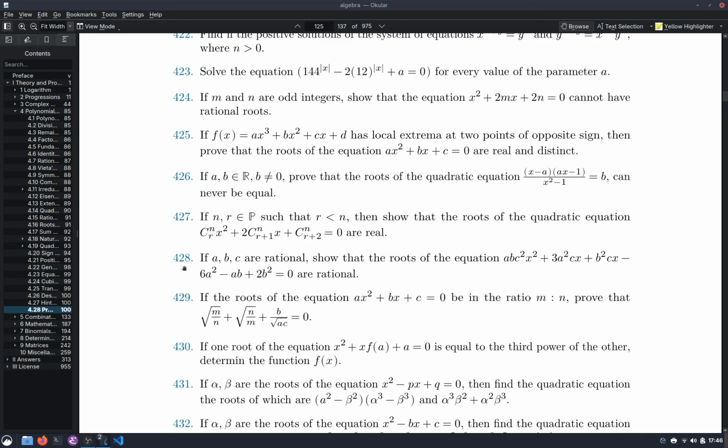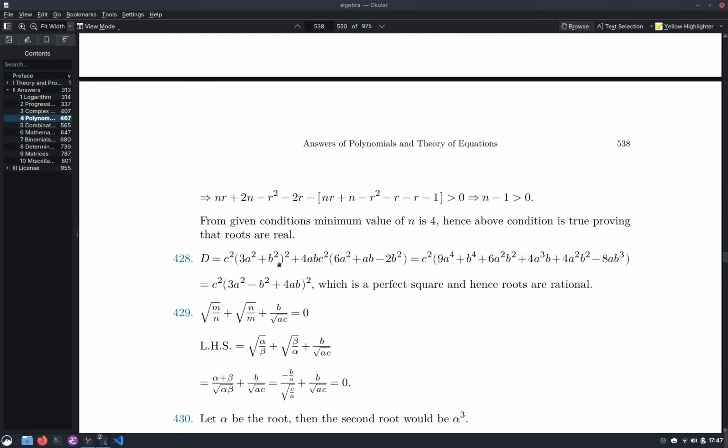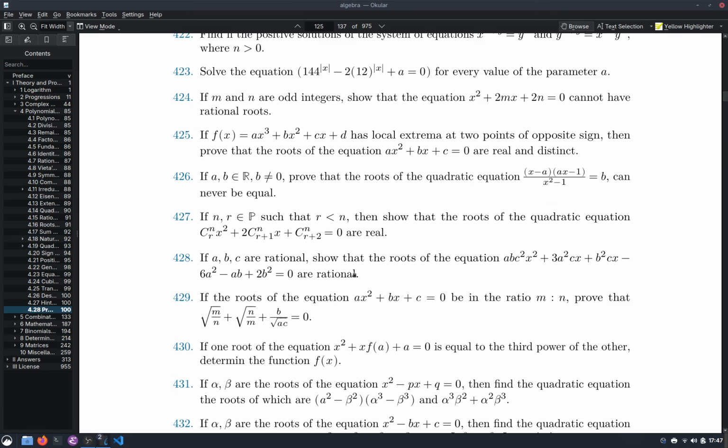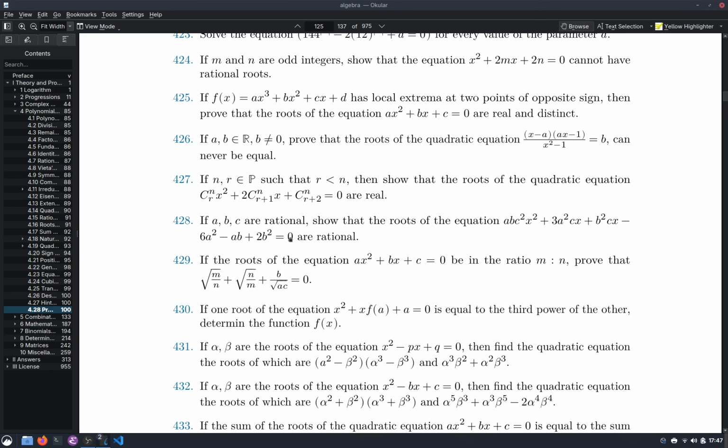Now we come to question 428. If a, b, c are rational, show that the roots of the equation abc square x square plus 3a square cx plus b square cx minus 6a square minus ab plus 2b square is equal to 0 are rational. So we look at the discriminant, and the discriminant upon evaluation comes out to be c square into 3a square minus b square plus 4ab whole square, which is a perfect square, and therefore roots will be rational because a, b, c are given as rational.